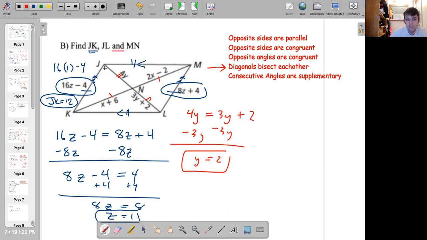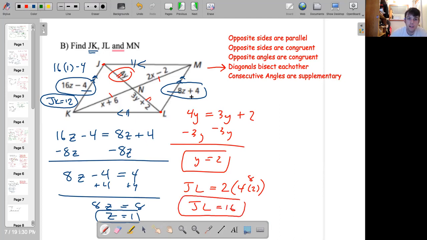Now to find the length of JL, which is all the way from here to here, I could find both of these and add them together, but I could also just find one of them and double it since they're equal. So I'm going to go ahead and use this expression and just double it. So JL is going to equal 2 times 4y, which is 8. 2 times 8, JL is 16. A couple options there for finding that. That's the one I went with here. I think I did something different on the review answer key, but it doesn't matter.